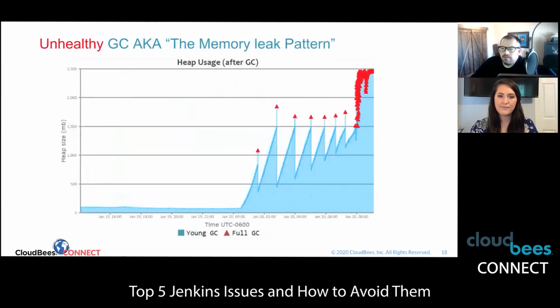In an unhealthy garbage collection log, you might see a pattern that looks something like this. Notice that pretty sawtooth pattern disappears and there's now evidence of a memory leak. So why is this important? Why should you as a Jenkins administrator care about this?